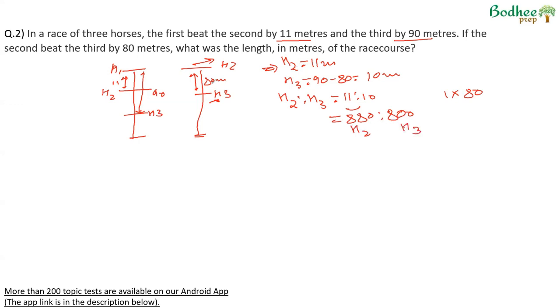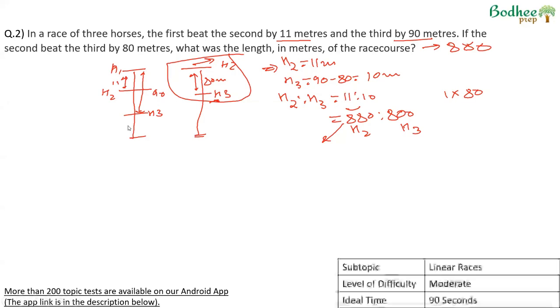Since H3 is 80 meters behind, that means it is this scenario only. So H2 has just finished the race by running 880 meters. So the length of the race in meters is 880. That becomes the answer. Overall, I'd say easy to moderate question, not more than 90 seconds to solve. Would have done such questions earlier as well.